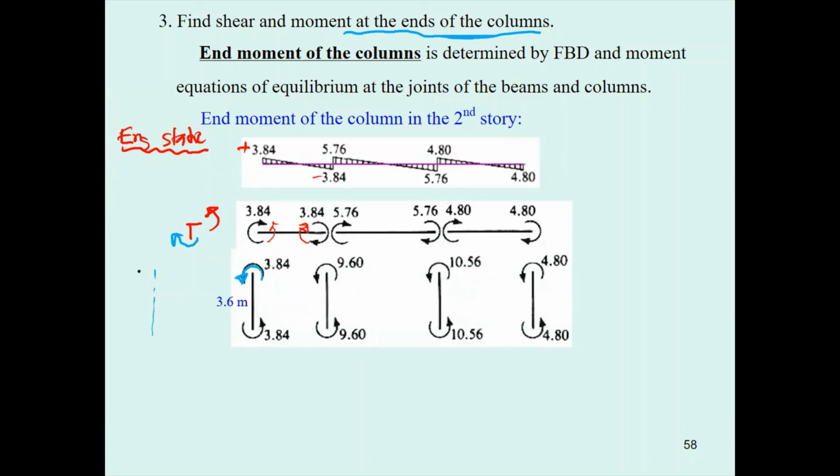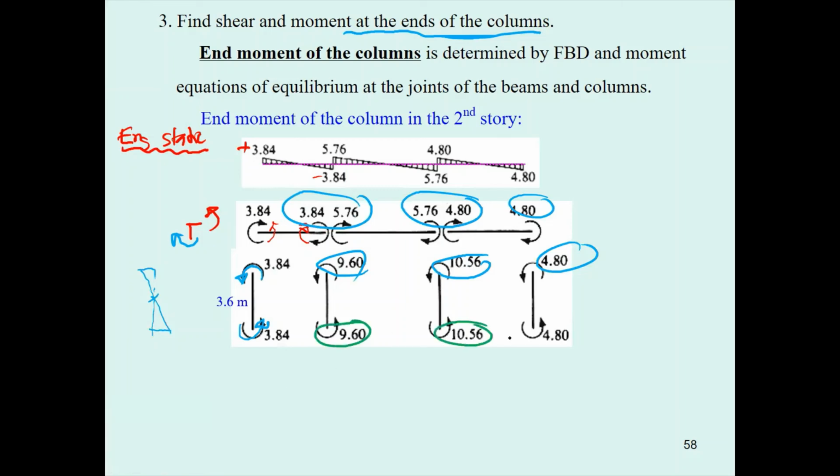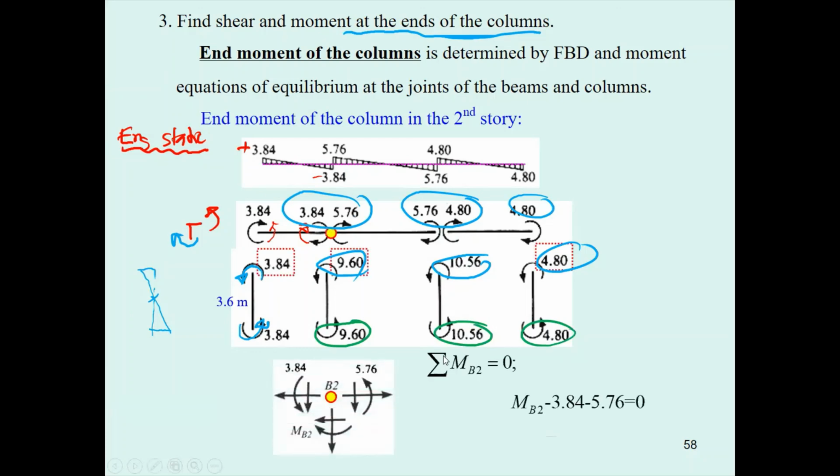Okay, and then if you follow what we have for the moment diagram of the exact analysis, you will see the moment at this end and the top are going to be the same. Okay, and then how does 9.6 come? Just a combination of this. How does 10.56 come? A combination of this. And 4.8 comes into this. And when you get this one, you know this from the moment diagram, all the answers are going to be very easy to solve for.